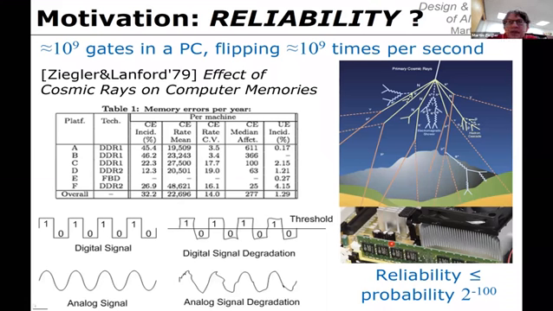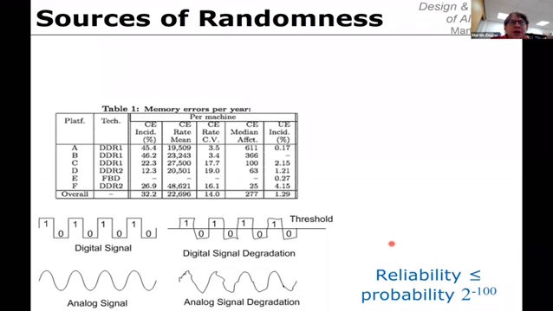So to summarize, the 3 reasons for using randomized algorithms: first, efficiency; second, simplicity; and third, reliability can actually be made comparable to what superficially seems like a deterministic algorithm. So that's the motivation. And now comes the next question: how can we create randomness, right?